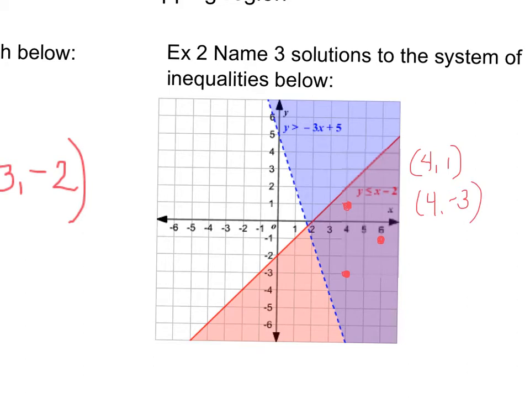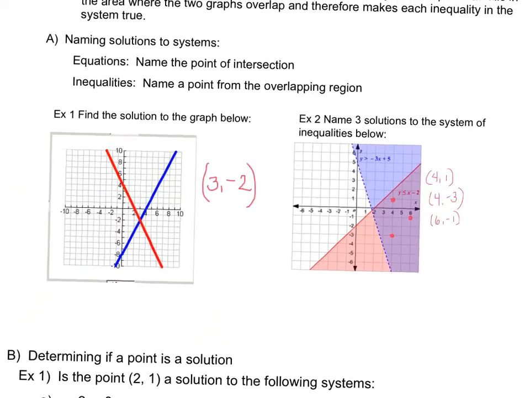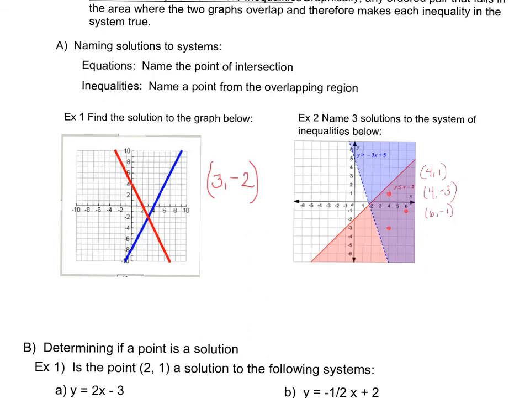And finding one more, or naming my last one, I already found it. I go over 6, down 1. So I'm going to go ahead and say 6, negative 1. Of course, there are lots of different points I could have chosen, but I was only asked to name 3. Now let's go ahead and look at the second part. So that is naming the solutions from a picture.